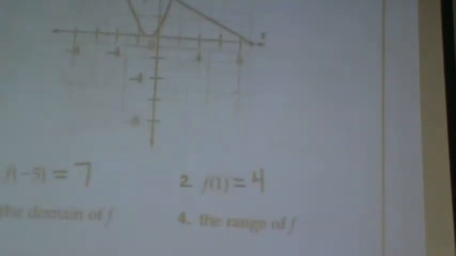Then go to f of 1. Find 1 on your graph, and this goes up to 4. So f of 1 is 4.